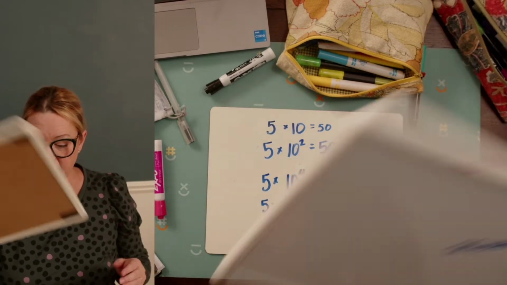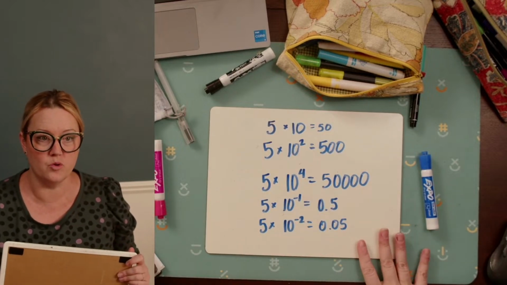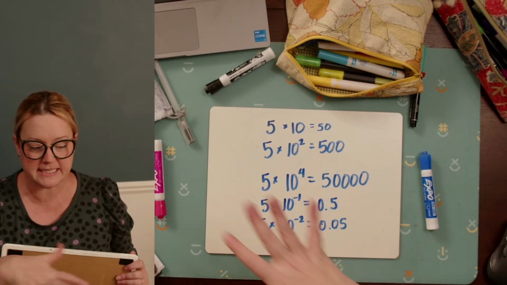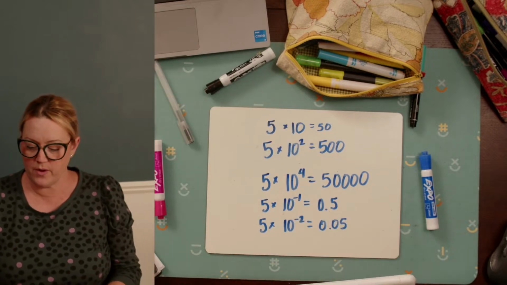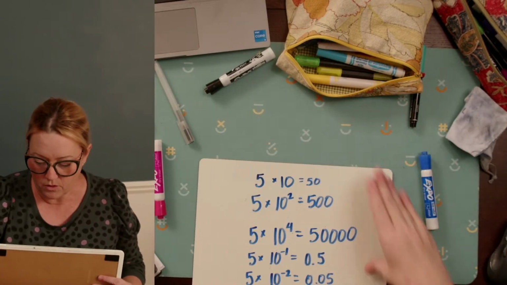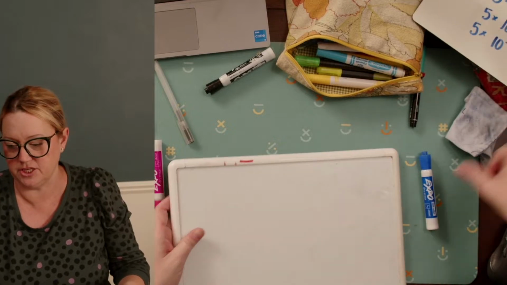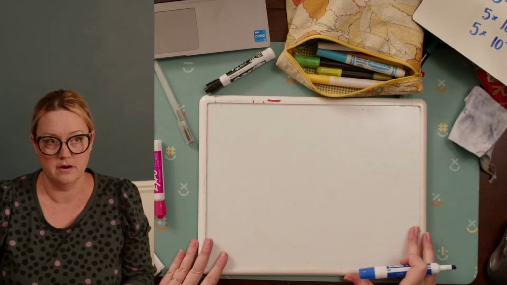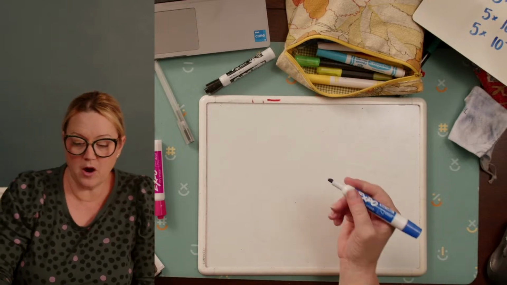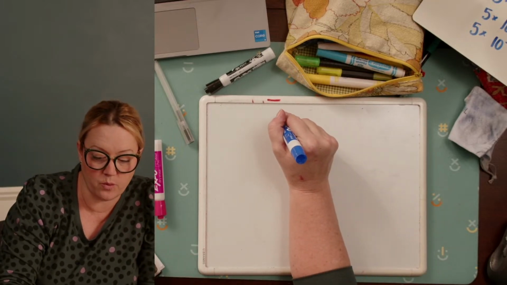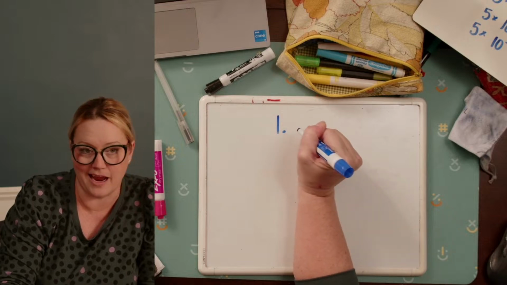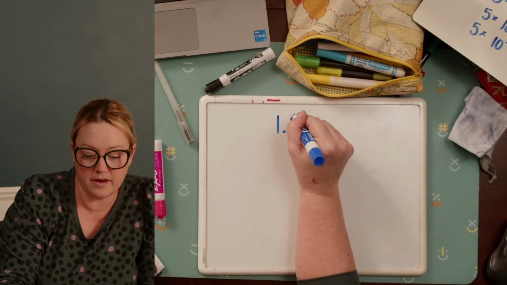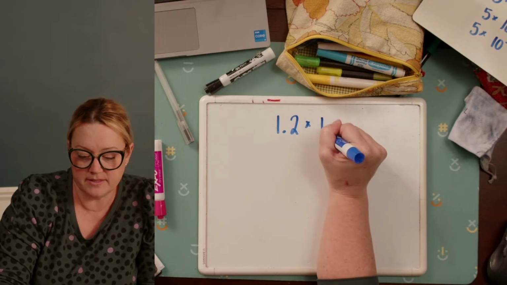So scientific notation, basic overview right there. That's the basic idea. When we're writing in scientific notation, the first part of the number needs to be between 1 and 9.9, right? So 1.2 times 10 to the 4th.